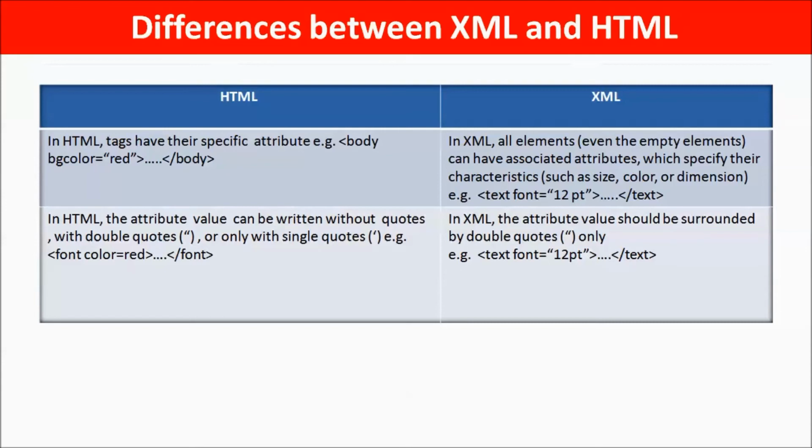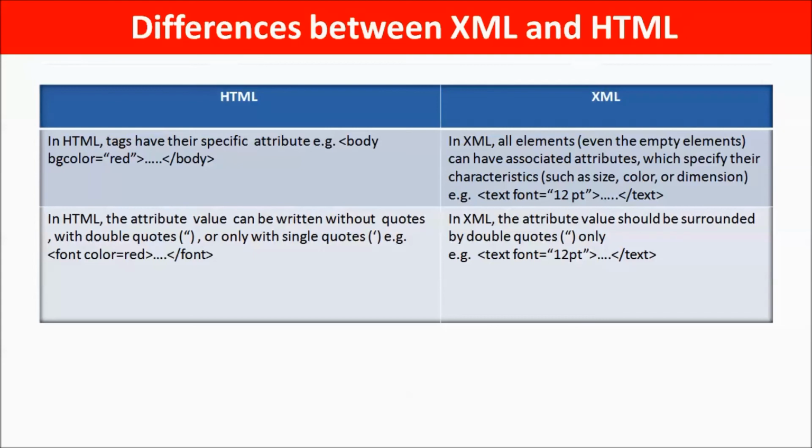Next, in HTML, the attribute value can be written without quotes, with double quotes, or only with single quotes. For example, font color equals red. And in XML, the attribute value should be surrounded by double quotes only, like text font="12 point". So in HTML, while using an attribute for a tag, we give the value, and we can give the value without quotes, with double quotes, or with single quotes. If we use any of them, it works.